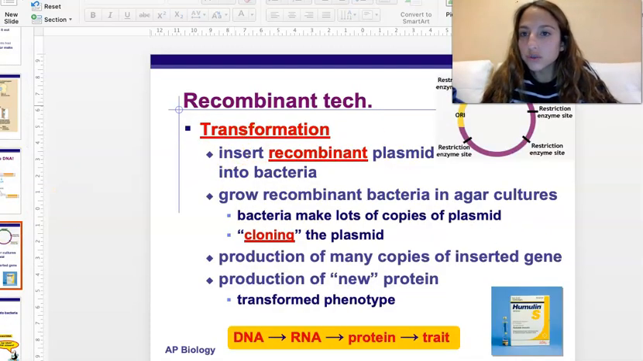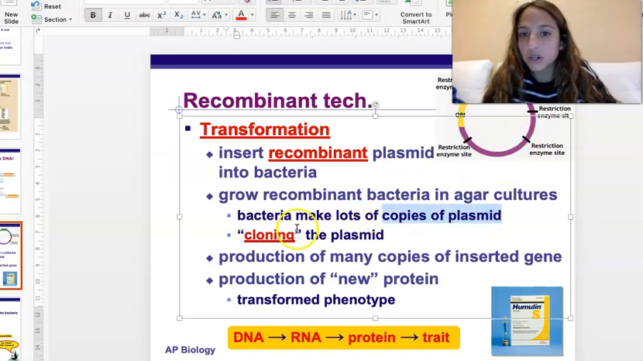Okay, once you have placed the gene of interest right over there, you can insert this entire plasmid into the bacteria, and the bacteria is going to make lots of copies of that plasmid, cloning that plasmid and expressing it, right? So you're going to copy a bunch of that DNA, create an RNA, create a protein, create a trait.